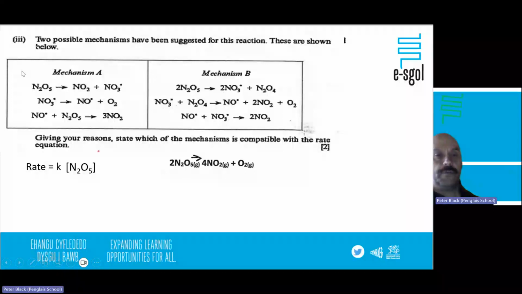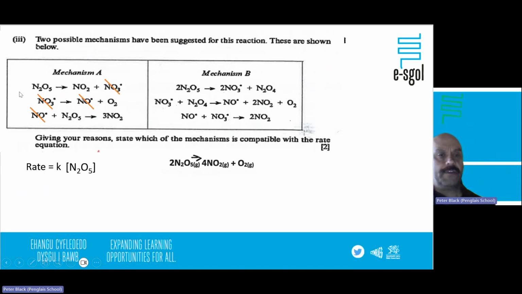So hopefully you saw the NO3 dot. That one sticks out like a sore thumb. It's generated in step 1 but then consumed in step 2. Any more intermediates? Well, hopefully you spotted the NO dot there. It's generated in step 2 but consumed in step 3. And what does that leave us with? There are no more intermediates here.